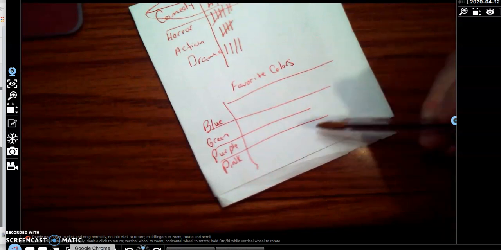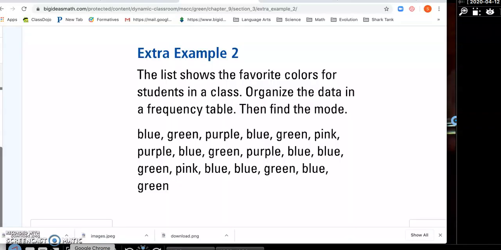Okay, so I made my chart. Okay, I'm going to turn back so I can see the colors. I got blue having 1. Green gets a vote. Purple. Blue. Green. Pink. Purple. Blue. Green. Purple. Blue. Blue. Green. Pink. Blue. Blue. Green. Blue. Green.